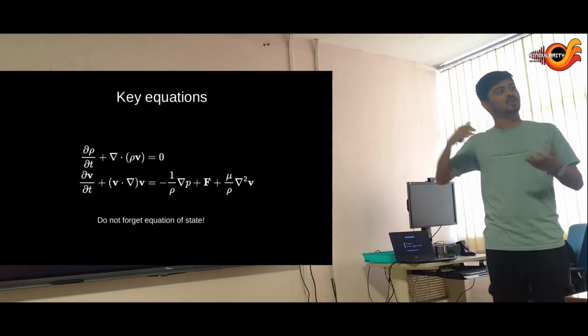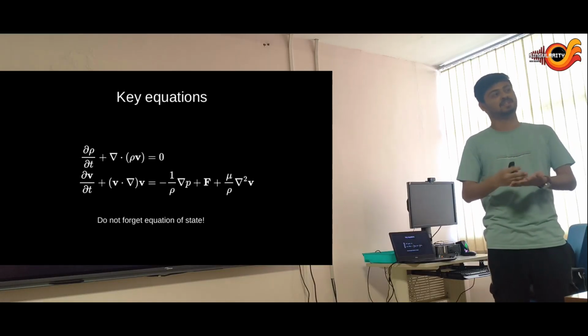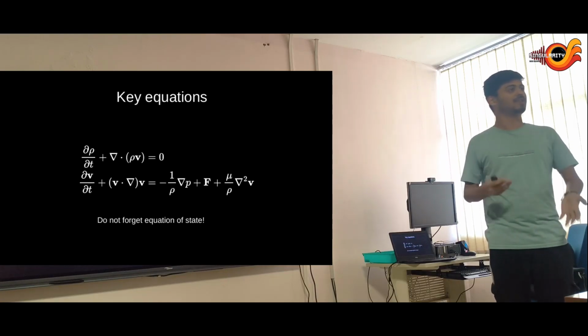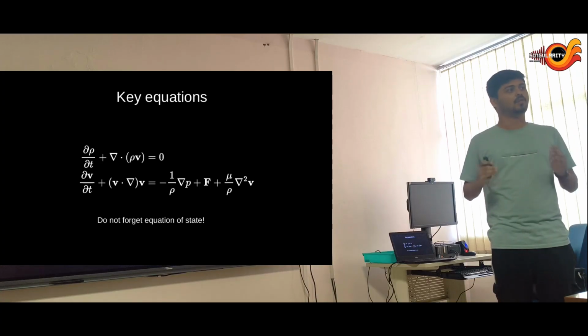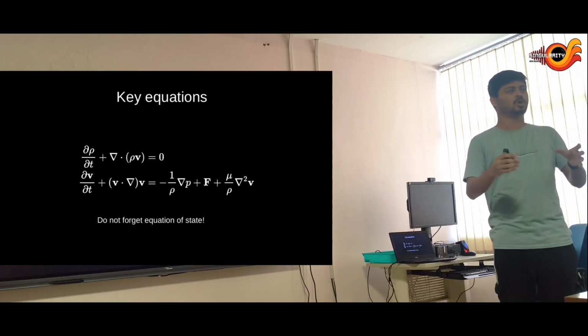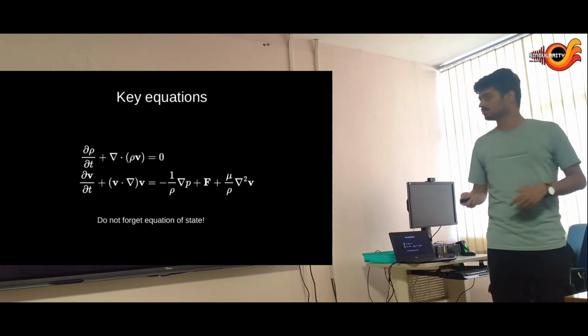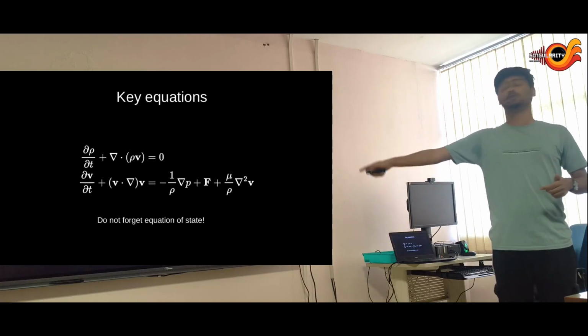This guy here is a non-linear, non-homogeneous partial differential equation. This is just out of this world. You can't really solve it analytically. It's very complicated. What you do is make some approximations, or you solve it numerically on the computer. That's what I do. And also, don't forget the equation of state.